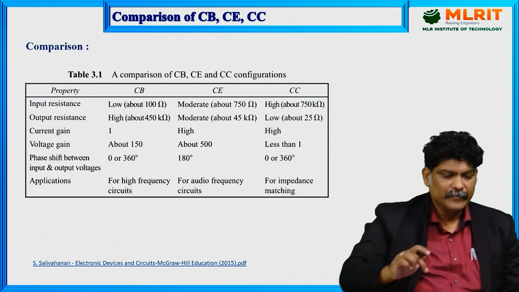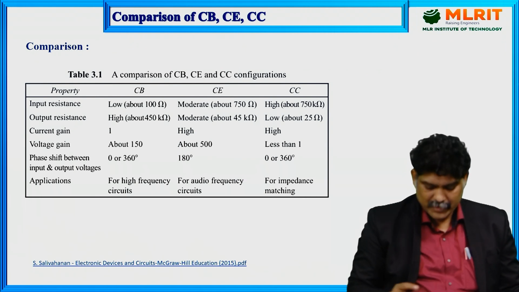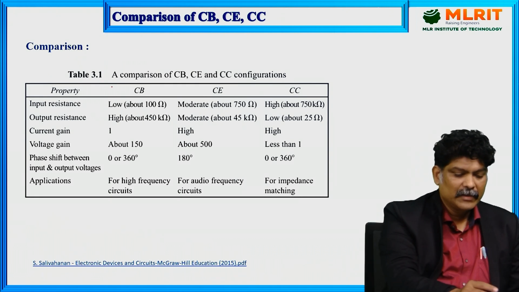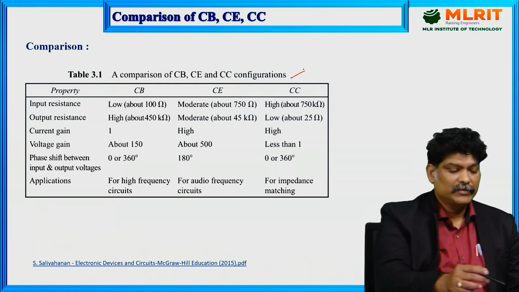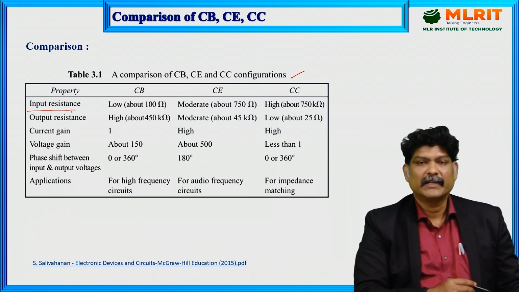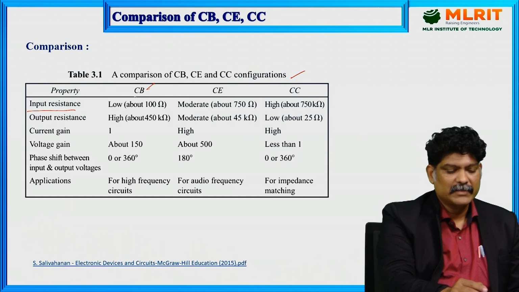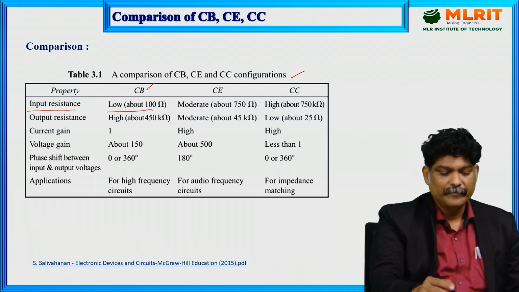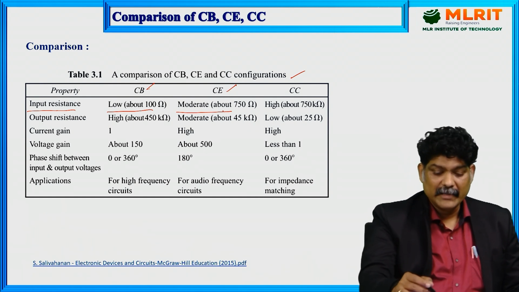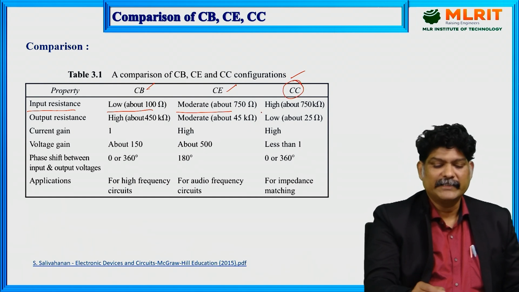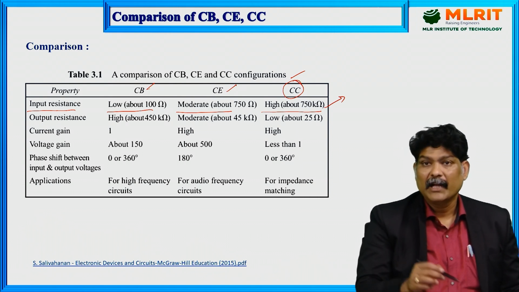Let us see the comparison between common base, common emitter and common collector configurations. If you see the property of input resistance, for common base it is low, about 100 ohms only. Common emitter is moderate, about 750 ohms, whereas common collector is about 750 kilo ohms. This is a very important property of common collector.